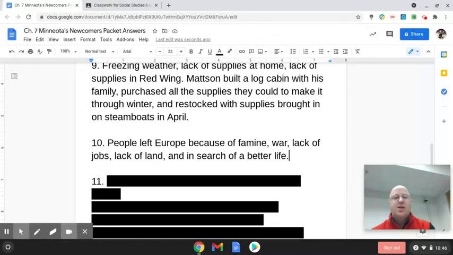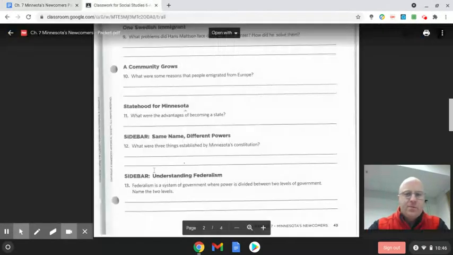People left Europe to escape war. They left Europe because there was a lack of jobs. So not a lot of jobs. So they hoped to come over to the United States to find work. Lack of land. They knew there was a lot of land available in the States, so they wanted to come over here. And a lot left just in search of a better life to improve their living conditions.